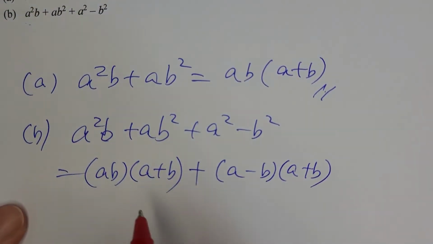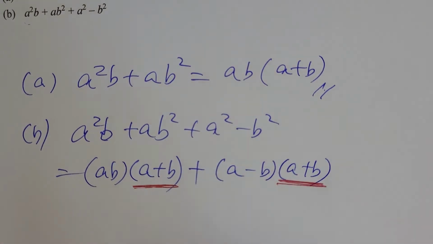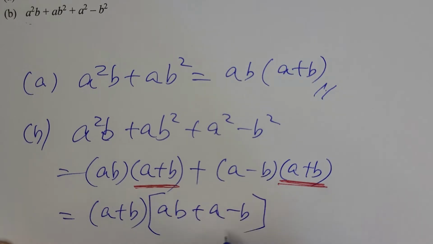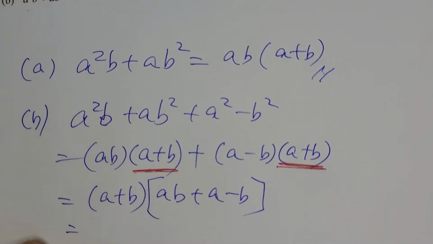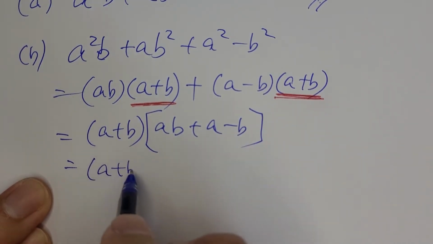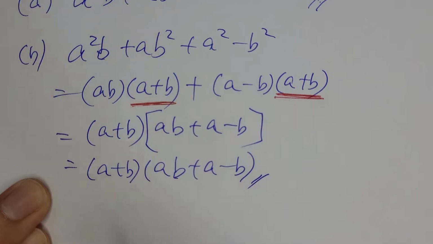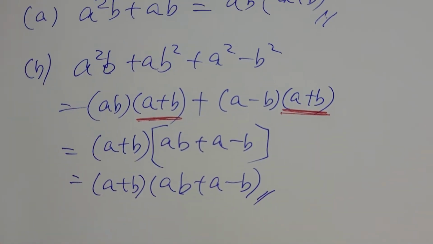So look at these 2, they are the same factor, A plus B. So take it out and write it down. And the first one, that is AB, and then the second term, A minus B. Of course, the final step, you may change it back to the small bracket. That's finished. Part B. Okay.